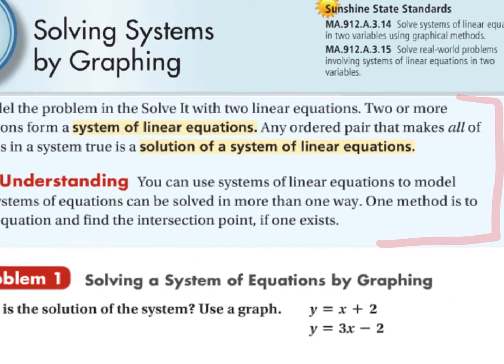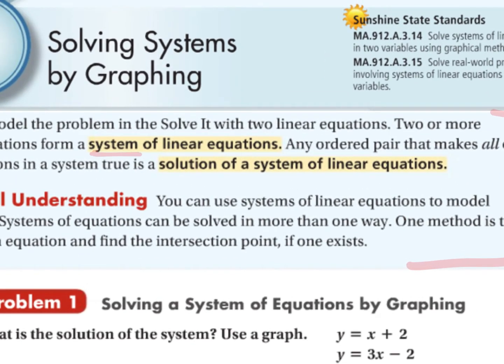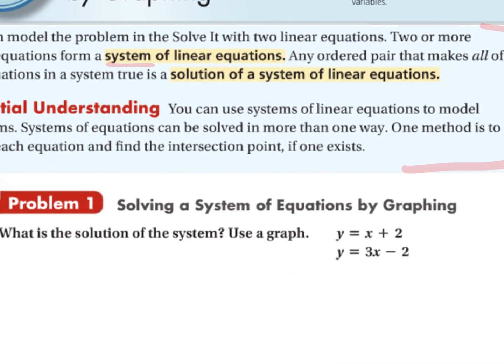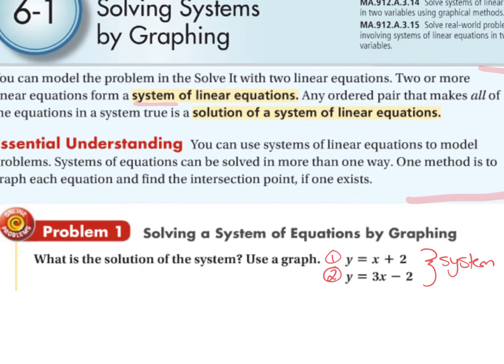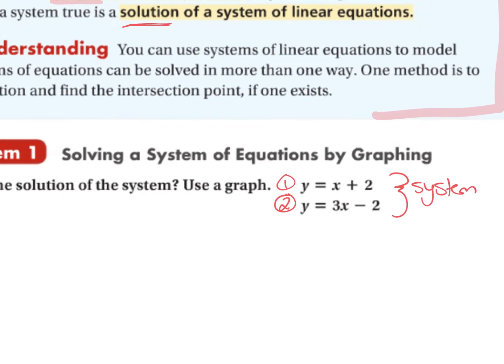One of the things that we first talk about is a system. A system just means you have 2 or more equations. If you look at problem 1, I can see I have 2 equations. That means it's a system because I have 2 of these equations. Now, a solution of a system is, if I were to graph those 2 lines, where would they cross on the coordinate plane? And so we're going to take a look at that in just a moment here.